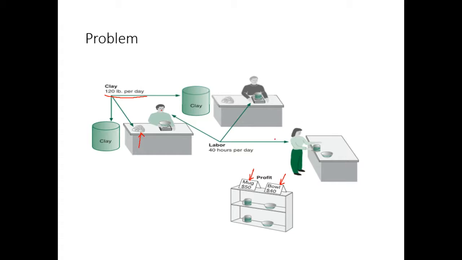The second, I think should be clear to you now: the labor available to the company is 40 hours per day. These three people together can work for 40 hours per day. That's another constraint. You cannot make them work more than 40 in one day. Now look here. Who will tell what it means? Mug $50 and bowl $40. Do you get any idea what it means?